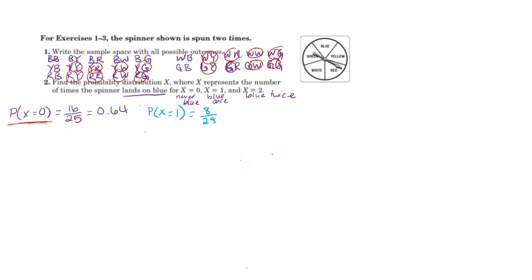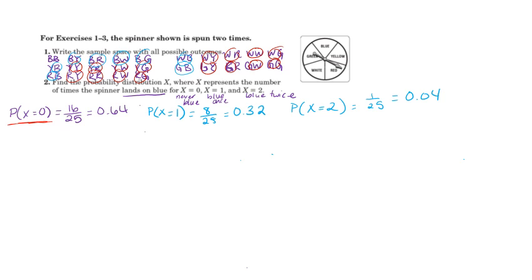8 times I got blue once. So 1, 2, 3, 4, 5, 6, 7, 8. So 8 out of 25 was 0.32. And then finally, what's the probability that I get blue twice? And that's just the one time. So 1 out of 25, which is 0.04.